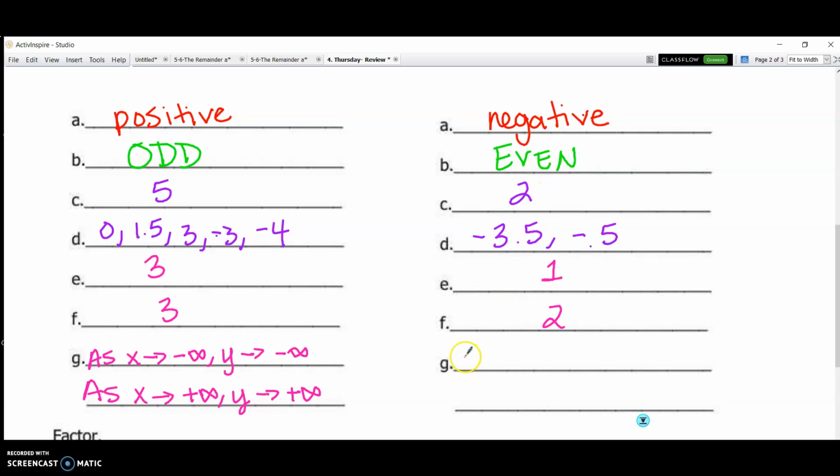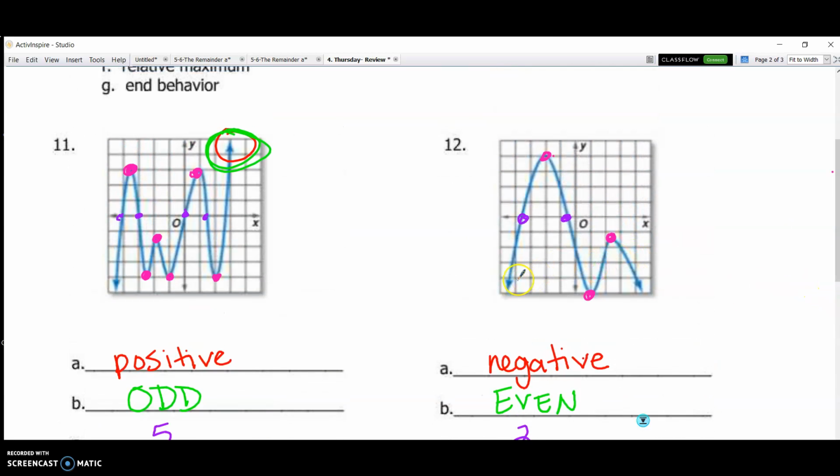Negative even says as x approaches negative infinity, y approaches negative infinity. And as x approaches positive infinity, y approaches positive infinity. And you could also look at the arrows. So right here, both are going down to the left and the right. So that's negative infinity, negative infinity. This one is going towards positive infinity. This one's going towards negative infinity.